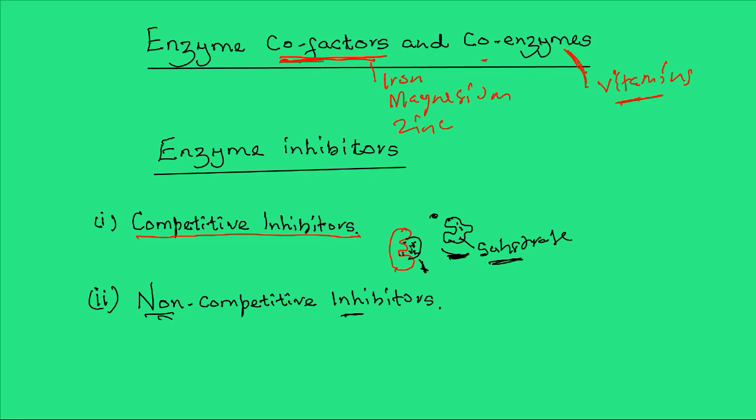But in competitive inhibition, the inhibitor interacts with the enzyme, though temporarily. So it comes to the active site and goes, just like the substrate. But in non-competitive inhibition, the inhibitor attaches itself permanently and in the process destroys the enzyme. In fact, most non-competitive inhibitors are very potent poisons that affect living organisms, like cyanide.